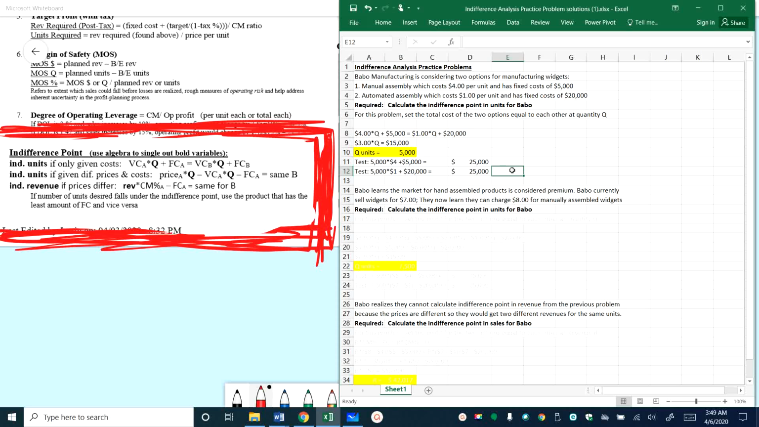So now, Babbo learns that the market for assembled products, hand-assembled, is considered a premium. So they currently weigh widgets at $7. So what if they charged $8 for the manually assembled widgets? What would the indifference point in units be? So try that out.